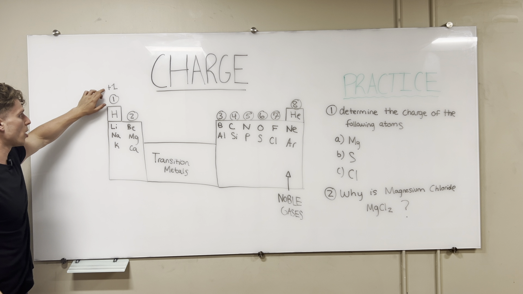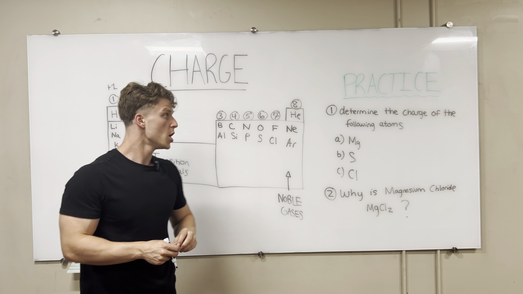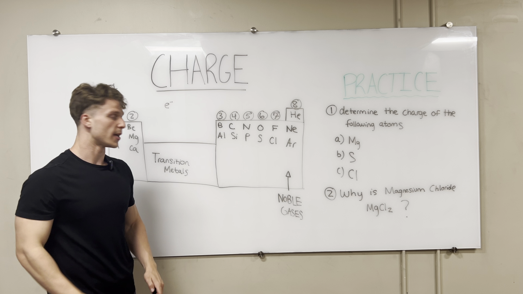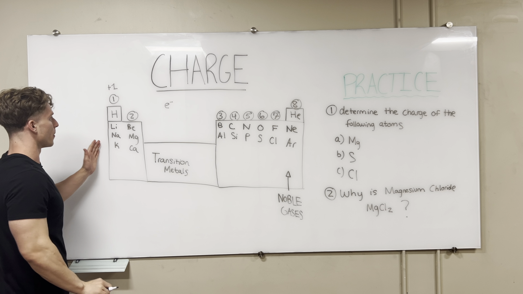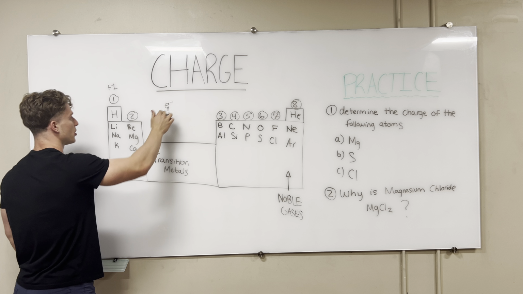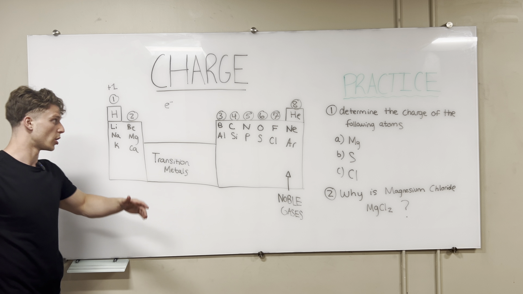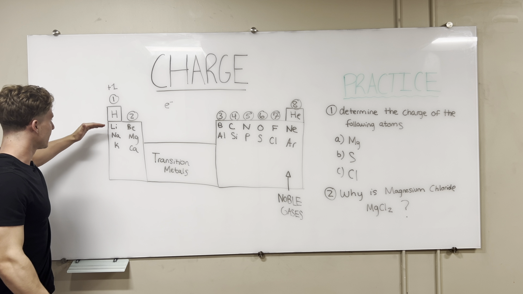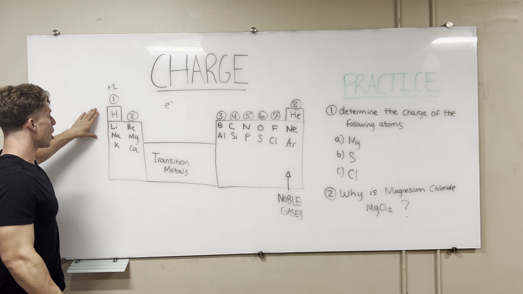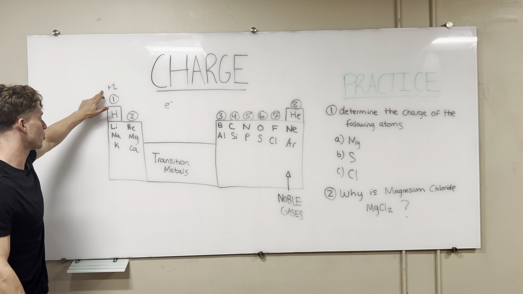If you have a +1 charge, that means that you got rid of one of your electrons, right? We know that electrons have a minus charge associated with them, right? So if you're in that first column, what you're going to do is you're going to give up one of your electrons, right? And you gave up that negatively charged electron, right? Every time you give up an electron, you become more positively charged, right? So if you're hydrogen, lithium, sodium, potassium, right? What you want to do is you're going to give up one of your electrons to create a +1 charge.